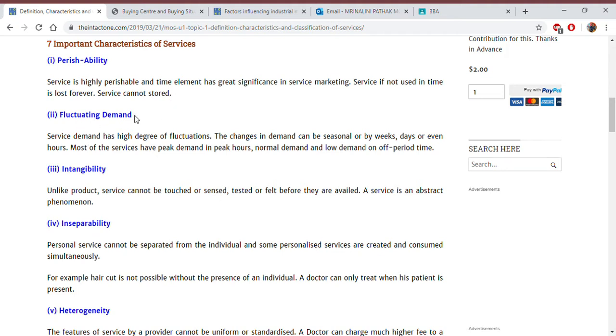Next is fluctuating demand. It varies as per the demand. There is a degree of fluctuation as per the demand. It can be fluctuating because of seasonal demands, weekly demands. We can require the service for a day also, for an hour also. So service demand has a high degree of fluctuations. The changes in demand can be seasonal or by weeks, days, or even hours. Most services have peak demand in peak hours, normal demand, and low demand in off-period time.